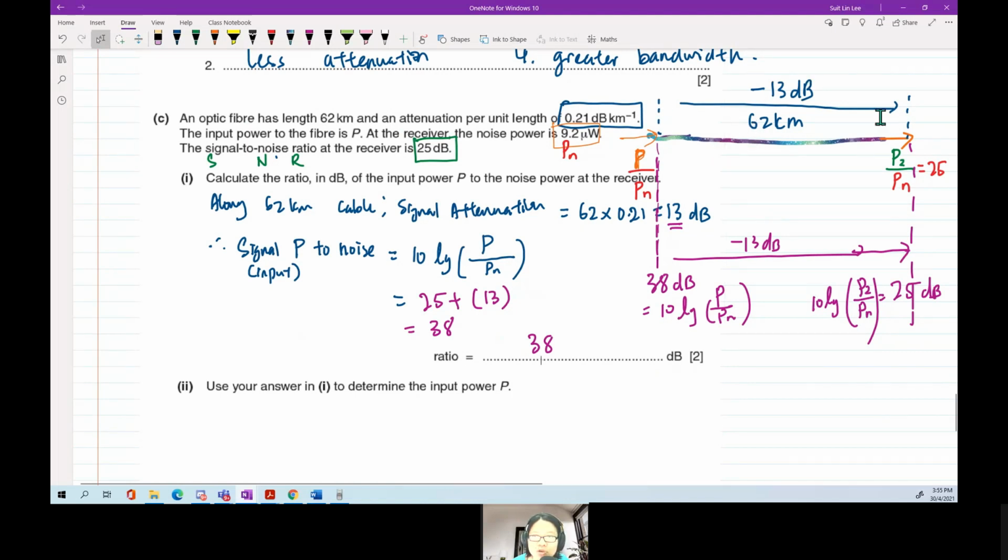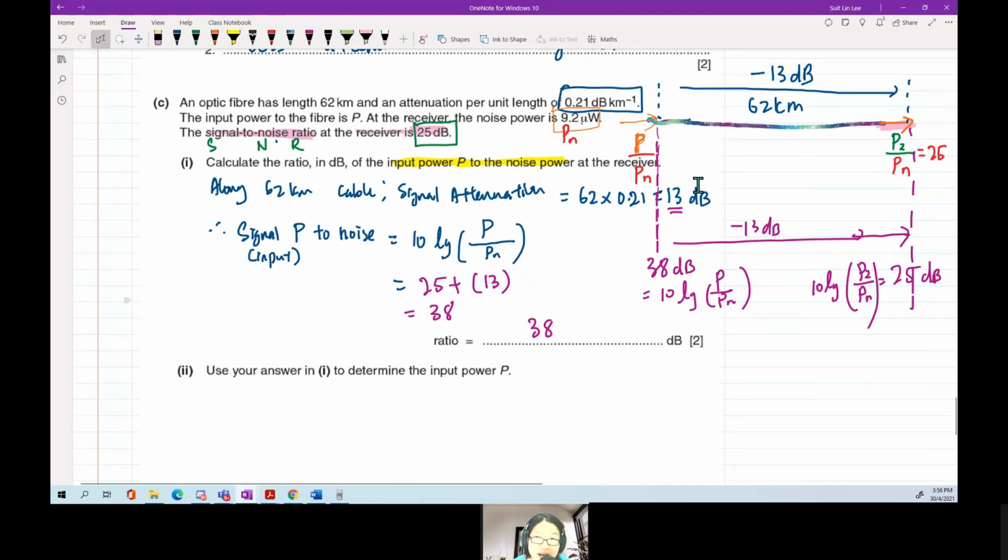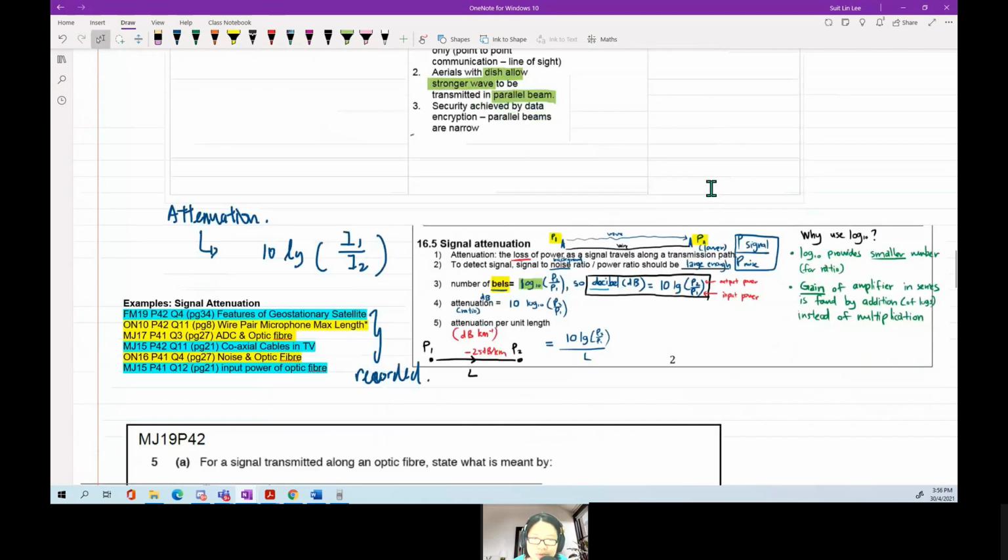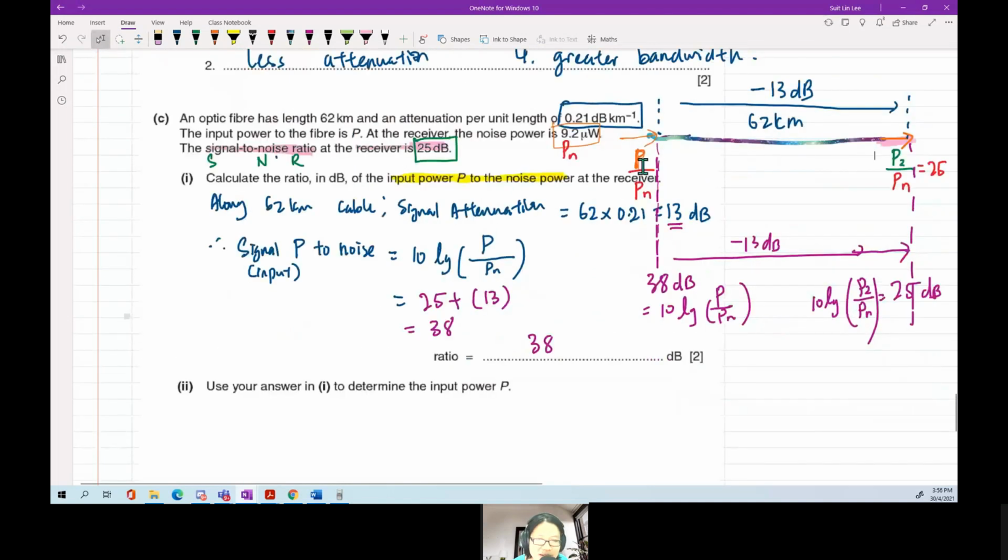So the whole idea here is that we can ratio many things. We can ratio P to Pn, P to Pn. If we are ratioing the same thing, which is the noise power to the signal power. So here we want input to noise. And what is given is signal to noise at the receiver. So they are both to noise, and because they are both to noise, if you think about ratio, they will cancel out.